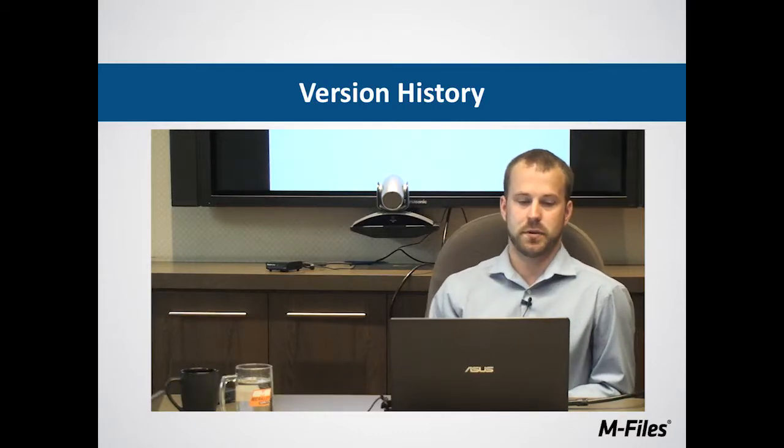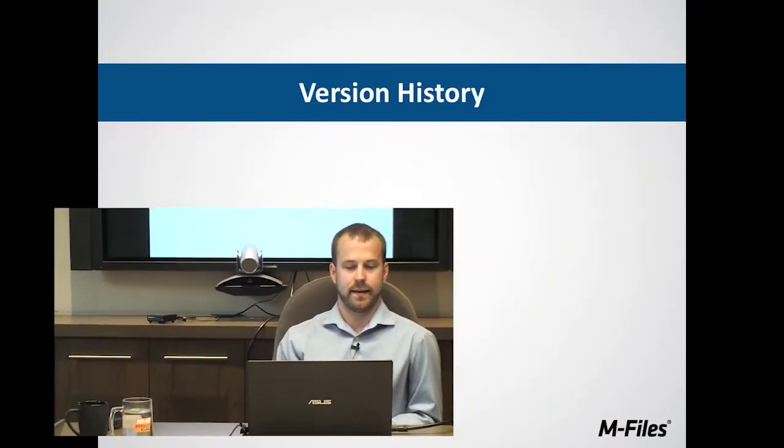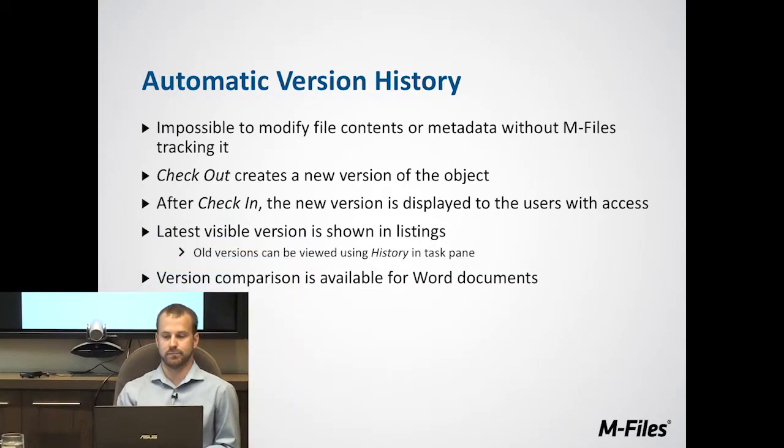So with M-Files, it's impossible to modify file content or metadata or any object in M-Files without it being tracked. When we check out a document, a new version of that document is created for you, but it's only when you check that document back in that everybody else can see that new version. Anytime a document's edited, a new version is created, but only the latest version is searchable. So when you're performing your searches, you're only going to see the most up-to-date information.